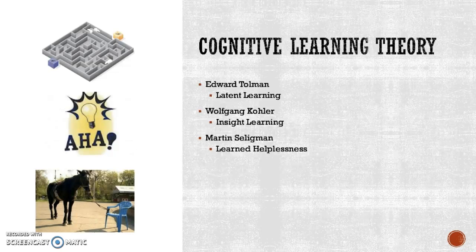Kohler presented the concept of insight learning through his study of Sultan the chimp, a concept that expresses the ability to learn through more than just trial and error. Sometimes there is a coming together, or aha moment, that helps us pull all of the parts of the problem together. Seligman, a modern psychologist, showed the concept of learned helplessness, defined as the tendency to fail to act to escape from a situation because of a history of repeated failures. These three concepts together help to describe the cognitive learning theory.